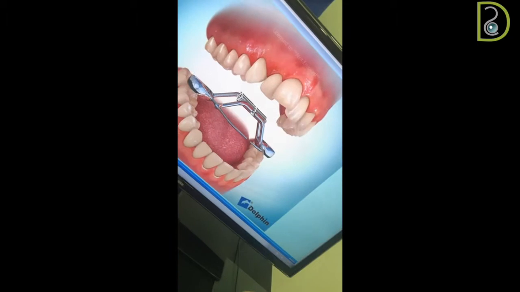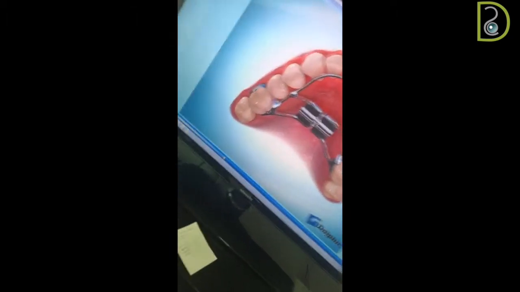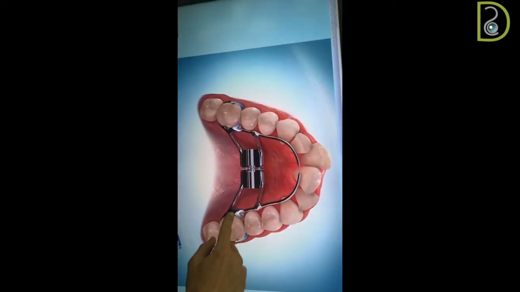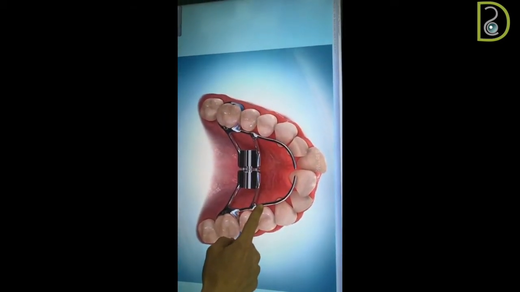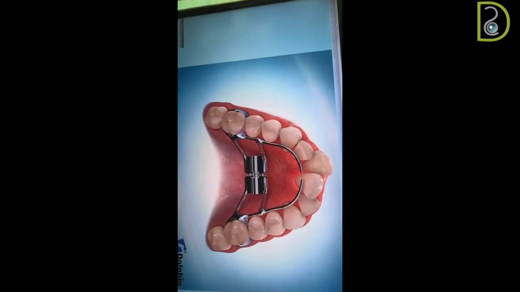I like this hierarchical expander. I use this most of the time. I don't extend, my expansion goes from here to the first premolar, that's it. And I don't go all the way, but this is the video that we have, but we don't go all the way to here.